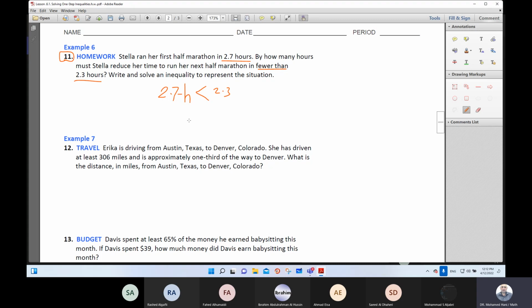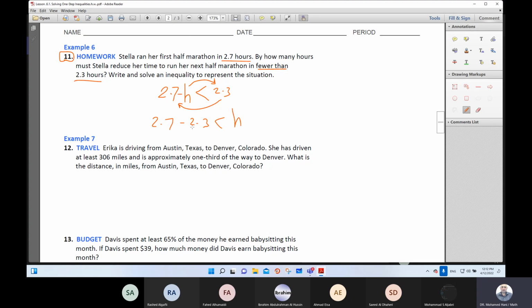Listen to me. We can move the variable to the second side and the number to the first side. So here you have 2.7. Take 2.3 to the first side, it will be negative 2.3. Keep the same sign, negative h. Move it to the second side, it will be h.